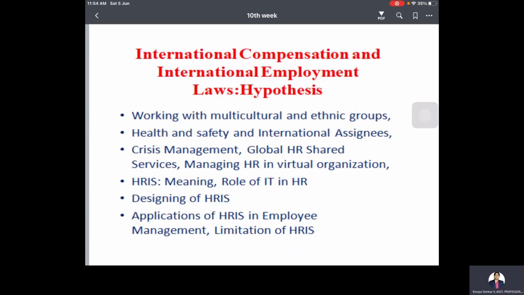HR in virtual organization, HRIS, its meaning, role of IT in HR, designing of HRIS, applications of HRIS in employee management, limitations of HRIS.